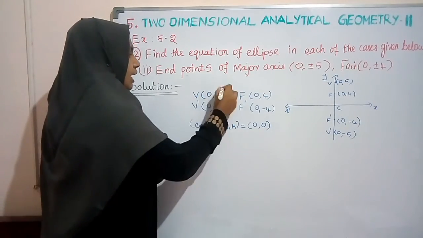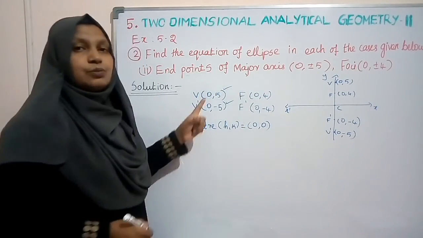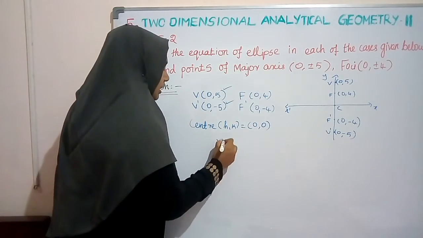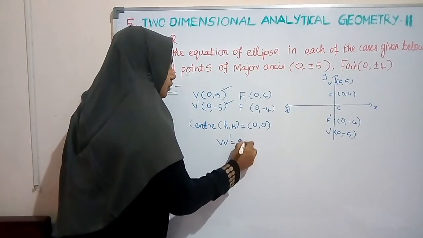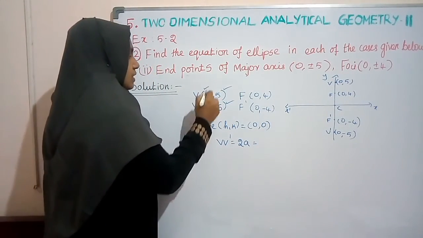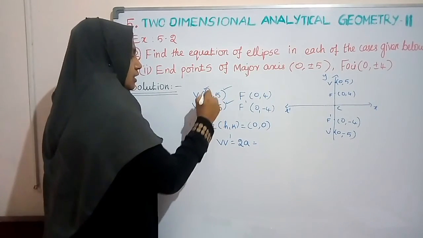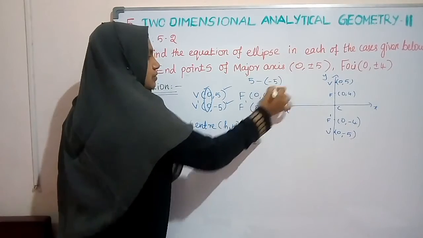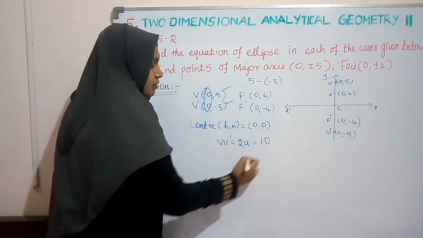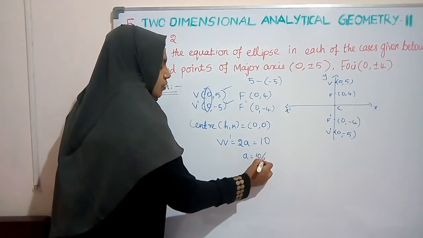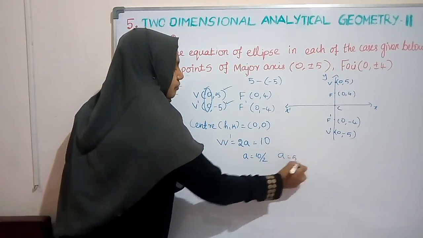To find a, I am finding the distance between 2 vertices. What's the distance? It is 2a. So I am writing VV dash is equal to 2a, and find the distance. See here x coordinates are equal, means just subtract the other two. 5 plus 5 gives 10. 2a is equal to 10, means we can write a is equal to 10 by 2, which is 5.